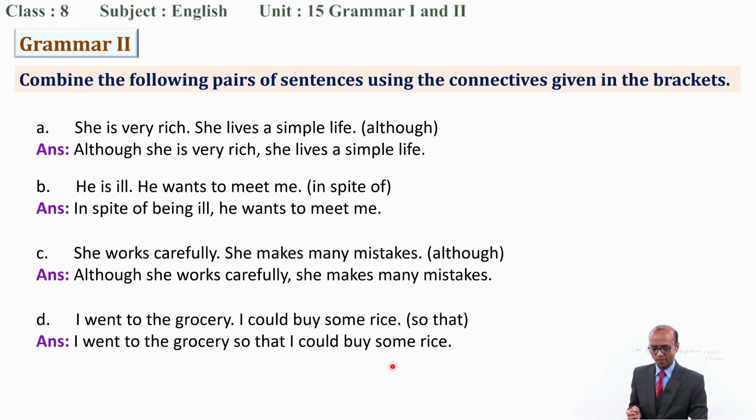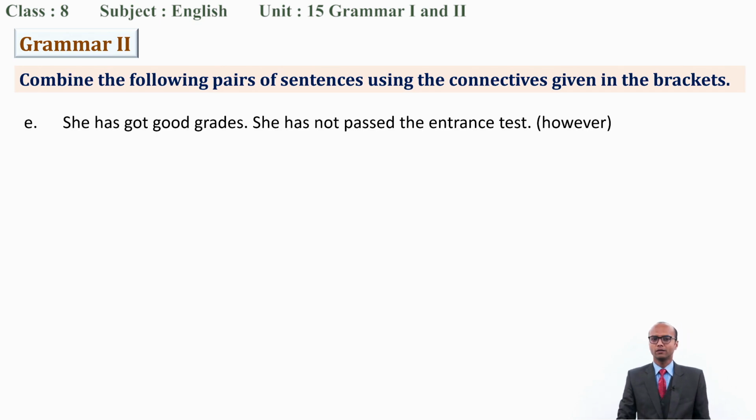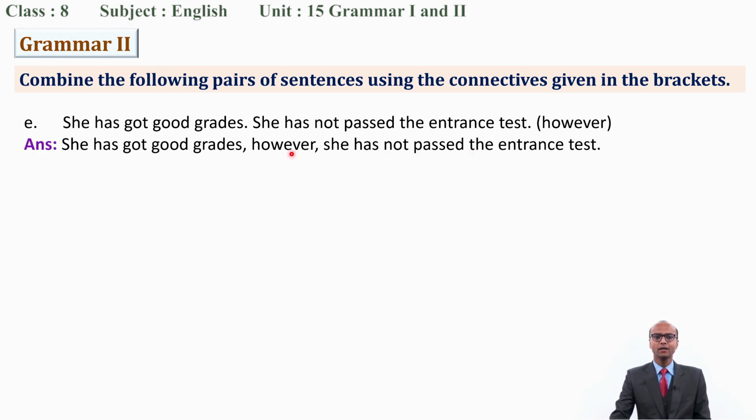Well done, good. Okay, dear students, let's go to the pair of sentences in E. She has got good grades. She has not passed the entrance test, however. Okay, so please think of the correct answer. Okay, very good. She has got good grades. Remember, you have to use a comma after and before however, or else you can give a full stop here as well. She has got good grades. However, she has not passed the entrance test. However needs a comma on both sides.